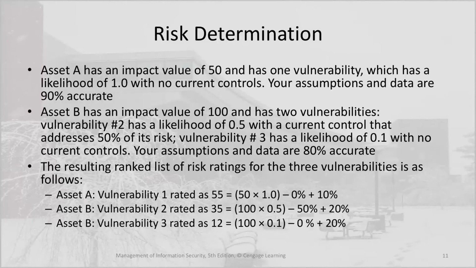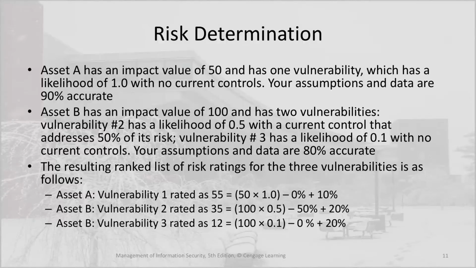Consider the following example. Asset A has an impact value of 50 and has one vulnerability which has a likelihood of 1 with no current controls. Your assumptions and data are 90% accurate. Asset B has an impact value of 100 and has 2 vulnerabilities. Vulnerability number 2 has a likelihood of 0.5 with a current control that addresses 50% of risk. Vulnerability number 3 has a likelihood of 0.1 with no current controls. Your assumptions and data are 80% accurate.